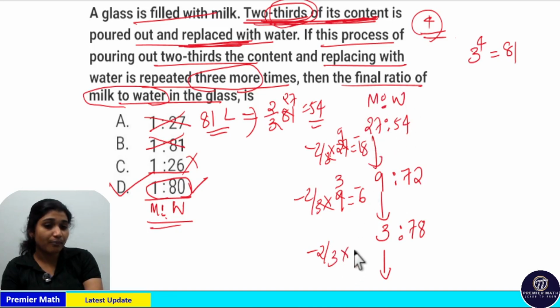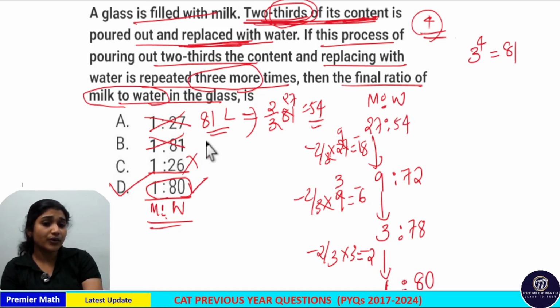So 2/3 of milk is equal to 2 liter. So 3 minus 2 is equal to 1 liter. After the fourth replacement, milk quantity is 1 liter, which means water quantity should be 80 liter. 1 plus 80 is 81 liter.